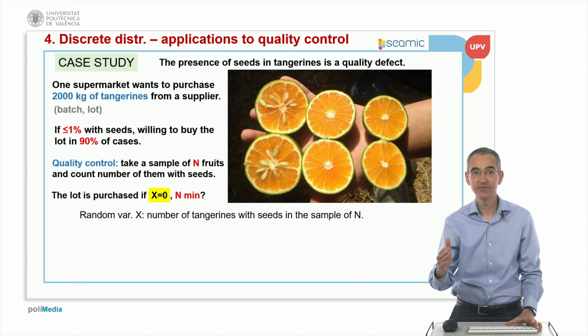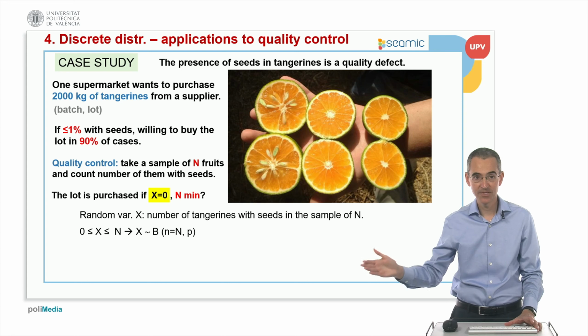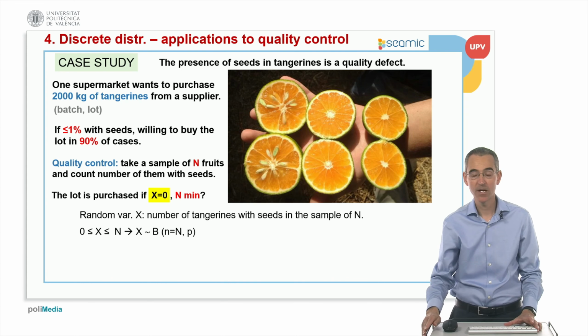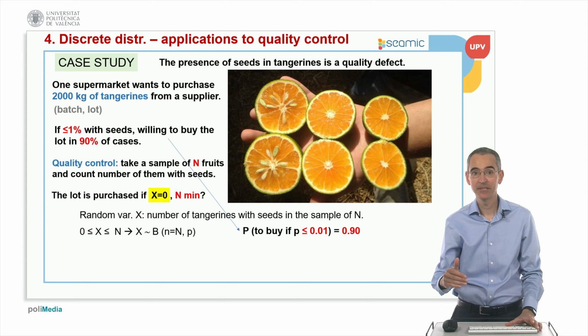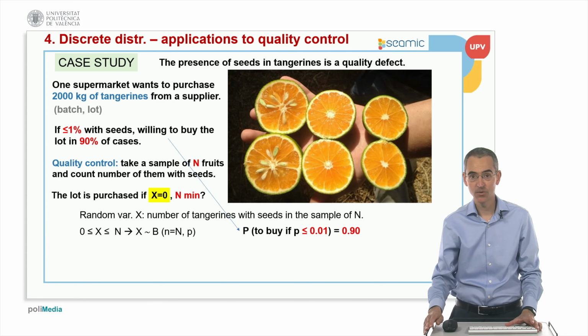We define the random variable as the number of tangerines that contain seeds in the sample of n. This random variable ranges from 0 to n, and this is why it is a binomial distribution with parameters n and p. p would be the probability that a tangerine contains seeds. Good. Then we have that the probability to buy the lot if p is less than 1% is equal to 0.9, 90% probability.